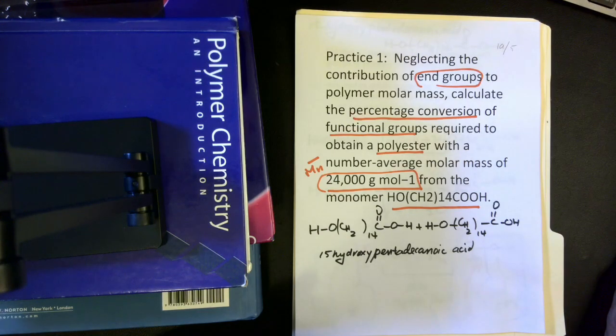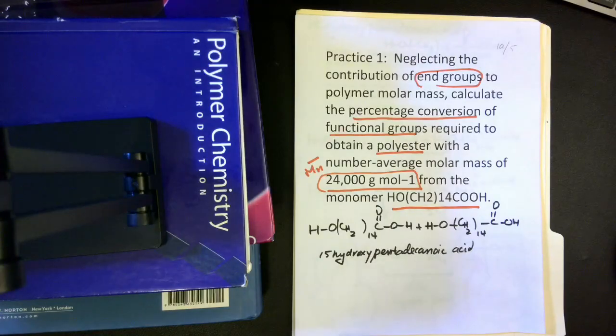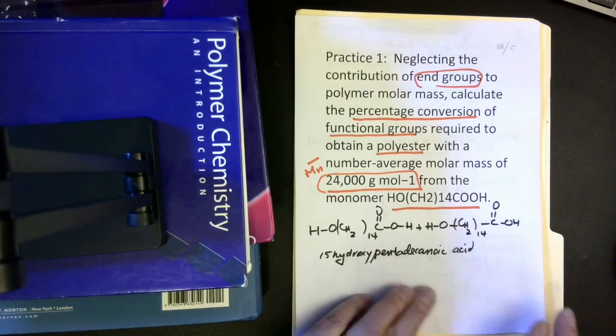So we're asking basically if we want to make a polymer which has 24,000 gram per mole as molecular weight, average molecular weight, what should be the conversion of these monomer to each other? 60%, 80%, 90%, we don't know. But before making the polymer, we're going to look into this and see what the conversion is going to be.